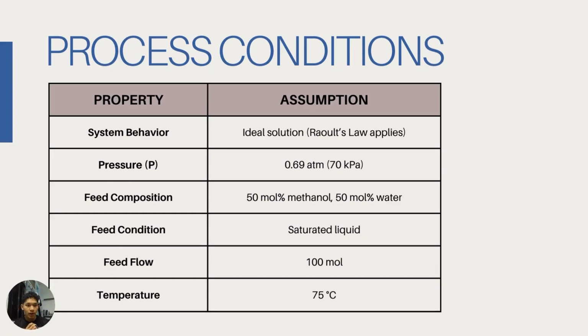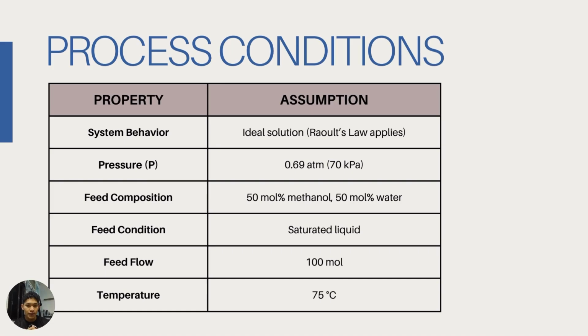The third one is the feed composition. We choose 50 mole percent methanol and 50 mole percent water. This is to avoid the azeotropic composition, where separation becomes challenging. This balanced composition clearly demonstrates the vapor-liquid equilibrium trend.